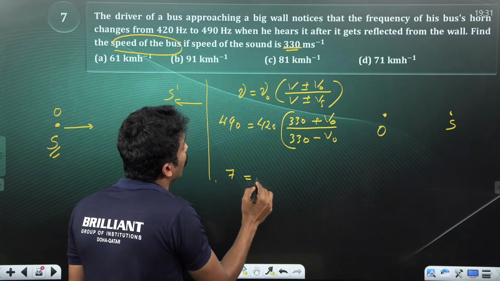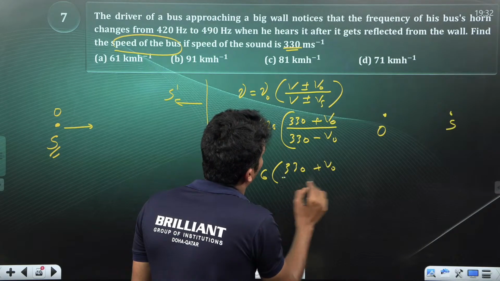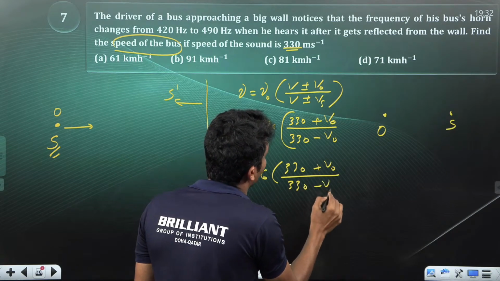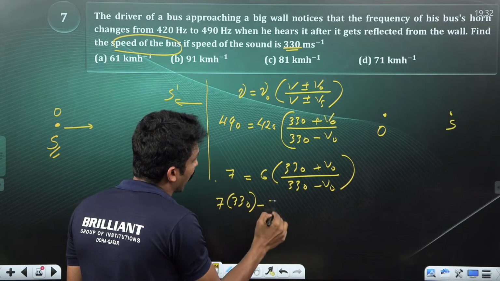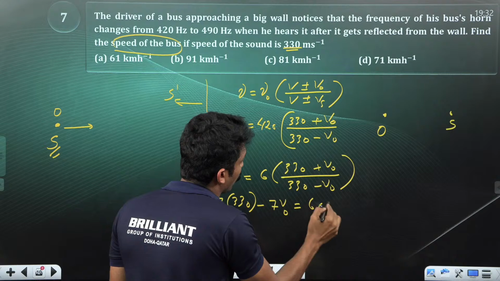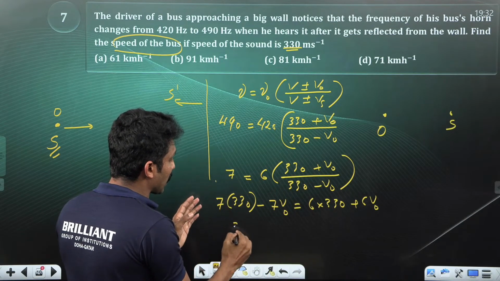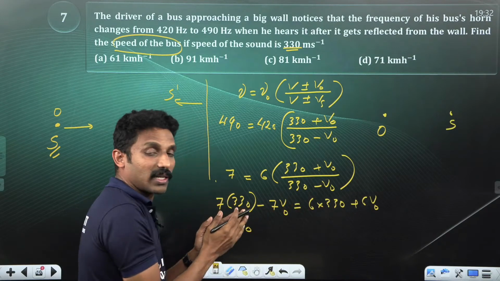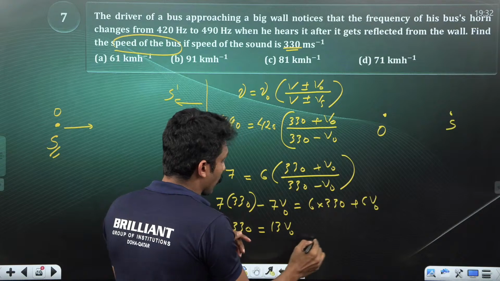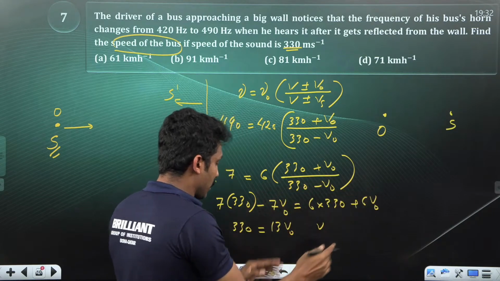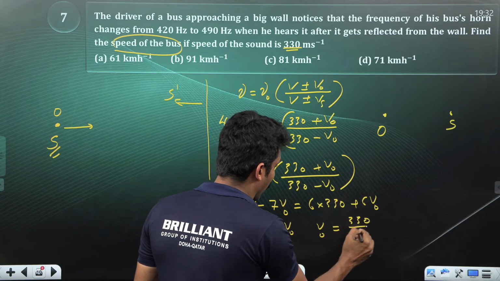We get 7 is equal to 6 into (330 plus VO) minus (330 minus VO). Now this is 7 into 330 minus 7 VO is equal to 6 into 330 plus 6 VO. Now this one to this side means 330. 7 into 330 minus 6 into 330 is 1 into 330, is equal to 13 VO, isn't it? So we get this 7 plus 6, yeah, 13 VO. Then we get VO is equal to 330 divided by 13.